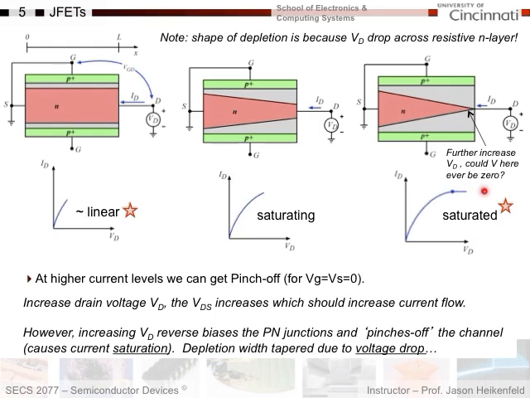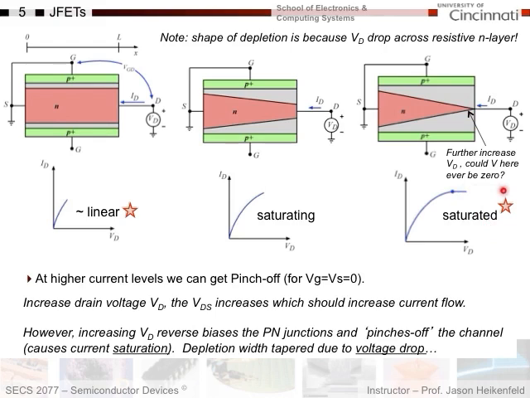So, some of you might look at this at first and be like, well, I would expect that as soon as this thing pinches off, if I put more voltage here, the current should disappear, right? Because if I totally block this channel, the current should go down. No, it stays at a constant level, and here's why.